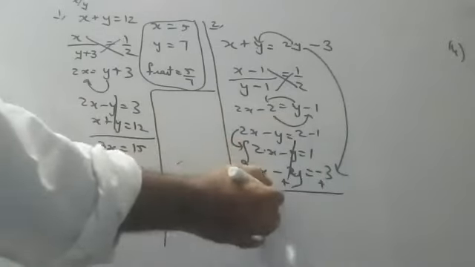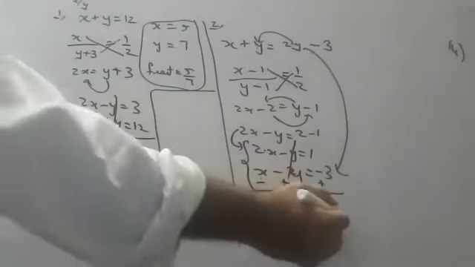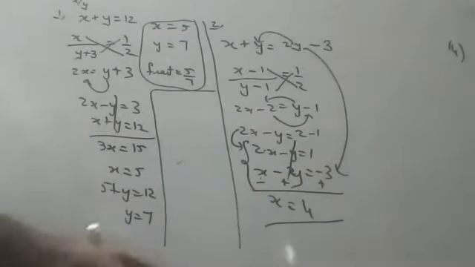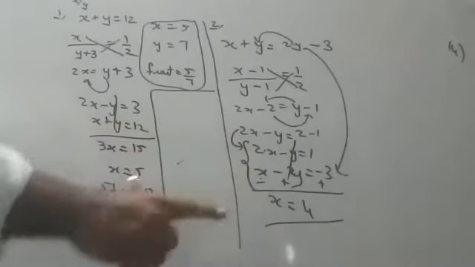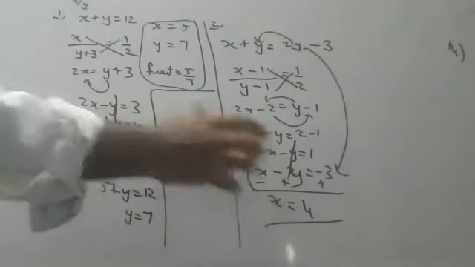2x minus x is how much? X. And 1 plus 3 is how much, children? 4. Okay. Now, what was the one equation? We have a small equation. Anyone you take, children. Your wish. I will take this up.